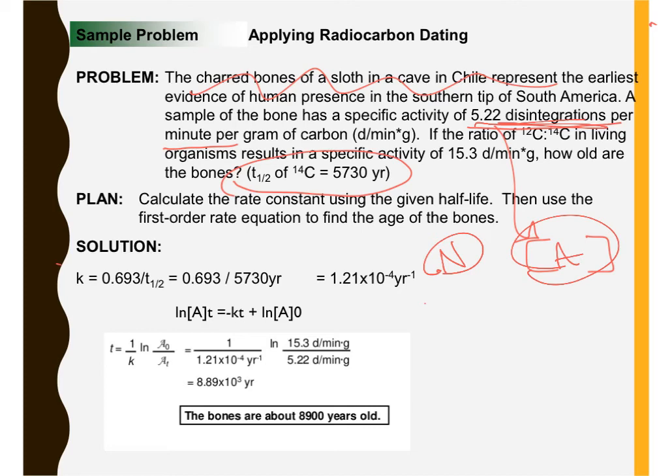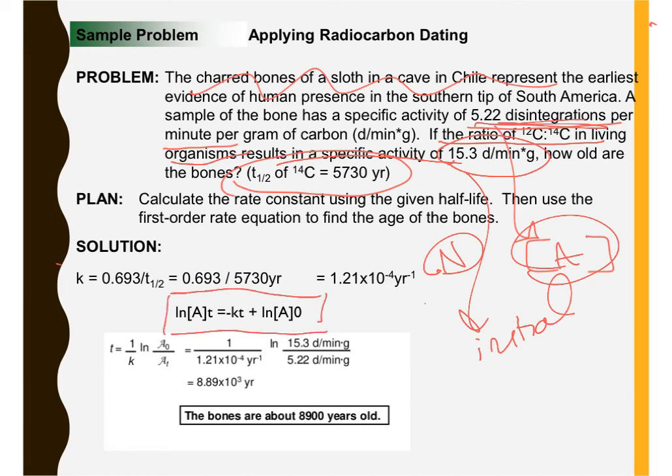All right, so can you decipher this sentence? If the ratio of carbon-12 to carbon-14 in a living substance is 15.3 disintegrations per minute, that is the initial amount or initial concentration, okay? So now let's go ahead and look at our first order integrated rate law, and let's plug in everything we know so far. The, quote, concentration or amount at time t is 5.22.